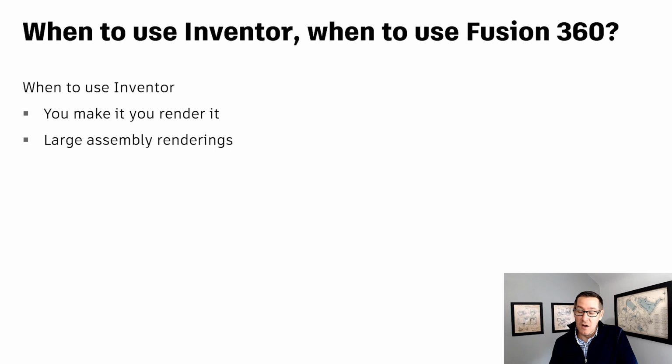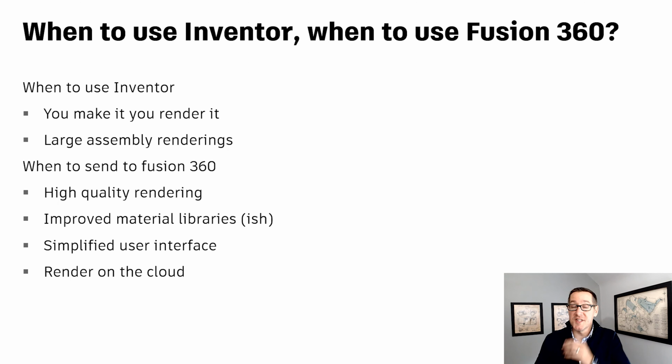Maybe you have a really large assembly that you're doing a render of, something that just wouldn't make its way into Fusion 360 very easily. Those very large multi-body parts from a really large assembly, they're just really difficult to work with when you're using the Send to Fusion. Just stay in Inventor, do the rendering there.